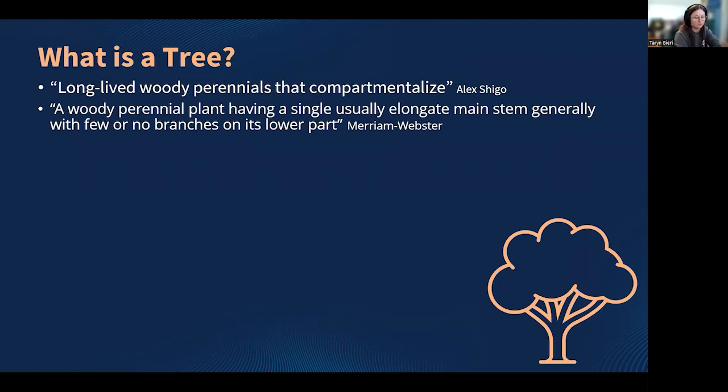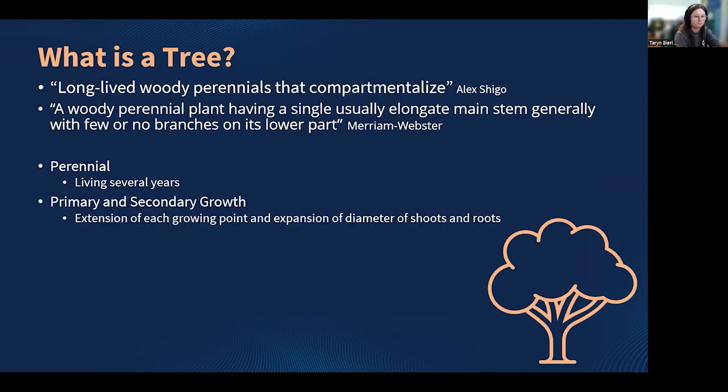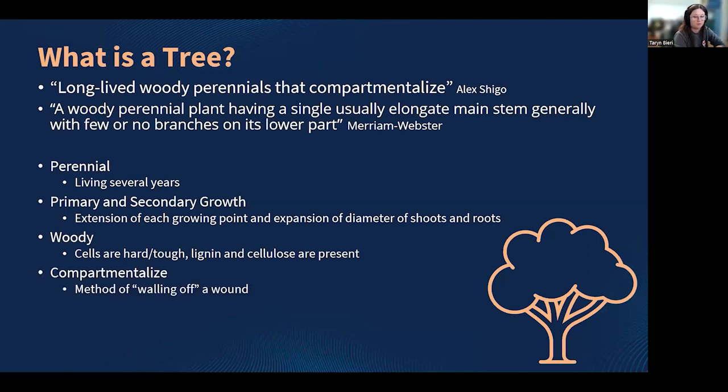So there's a lot of different definitions out there for a tree, but there are some specific aspects that they all have in common. All trees are perennial, so they live several years. They have primary and secondary growth, so not only do they grow upwards and outwards, but they put on diameter growth, which is that secondary growth. They have woody tissue, so the cells of the main structure of the tree are hard or tough, and that's due to lignin and cellulose within the cells. They compartmentalize, so this is how they wall off a wound, and we're going to talk about that more in detail in a little bit. And then they also shed parts: the foliage or leaves, the bark, branches, roots, flowers, and fruits.